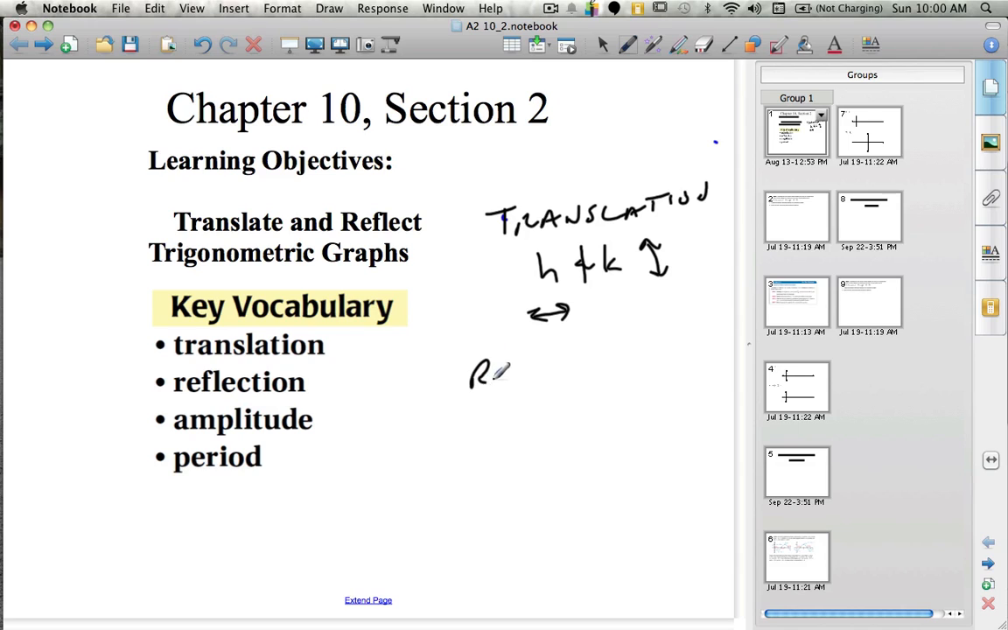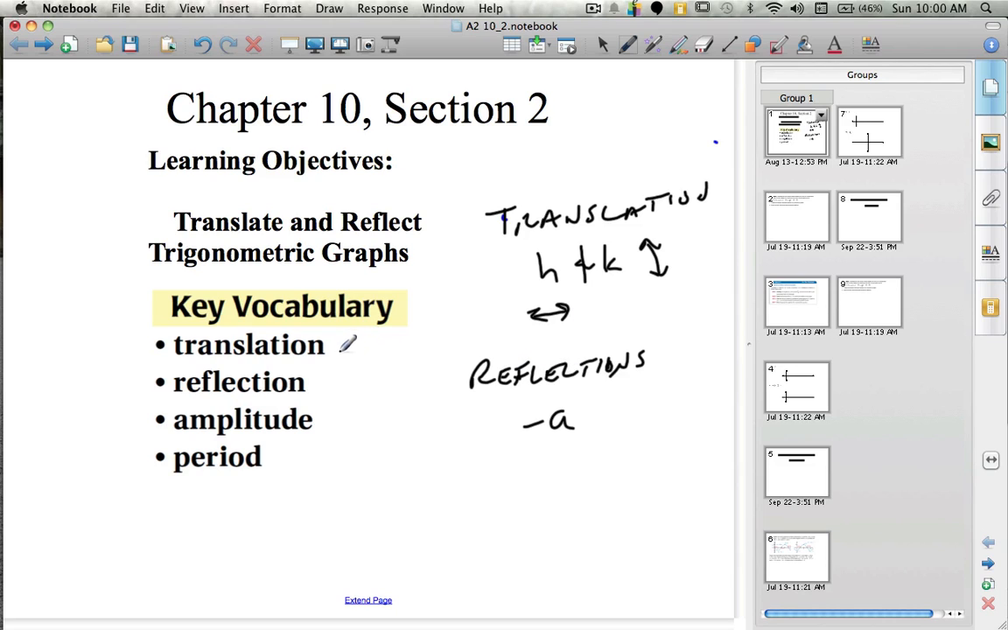And when we talk about reflections, we're talking about what happens when my leading coefficient, right? What happens when a is negative? How does that change my graph? All of these things are things you've done before. You've done translations and reflections with a lot of other types of shapes.